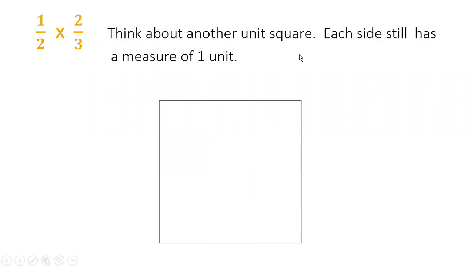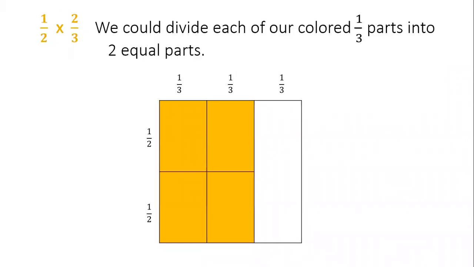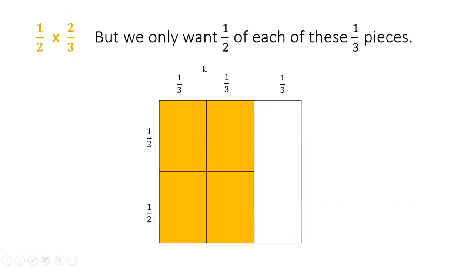Using our unit square again, let's multiply 1/2 times 2/3. We could split our horizontal side into 3 equal parts. Each vertical bar is 1/3 of the unit square. 2 bars are colored to represent 2/3. We could divide each of our colored 1/3 parts, our colored bars, into 2 equal parts. But we only want 1/2 of each of these 1/3 pieces. So again, we can outline them.